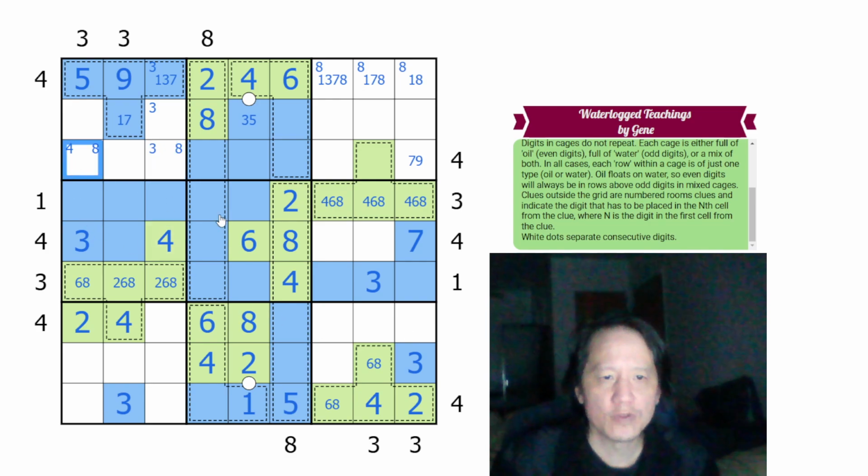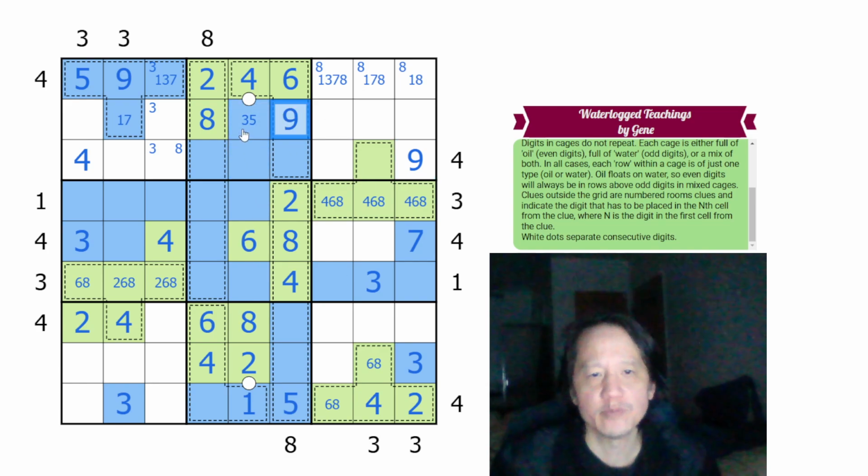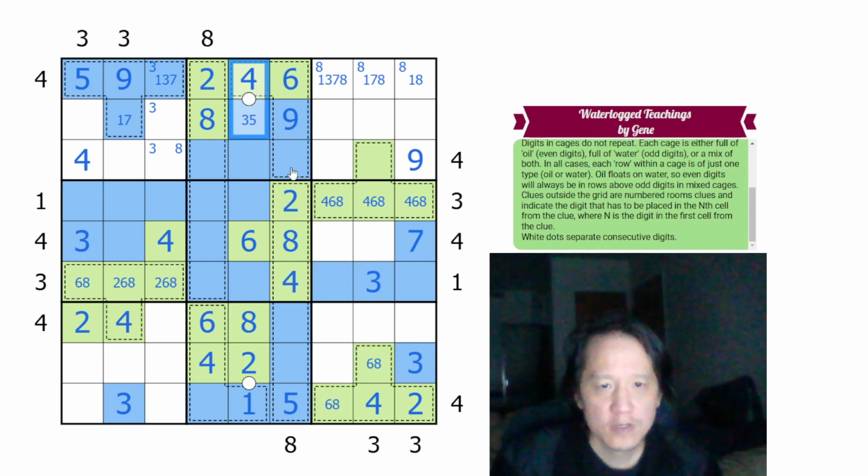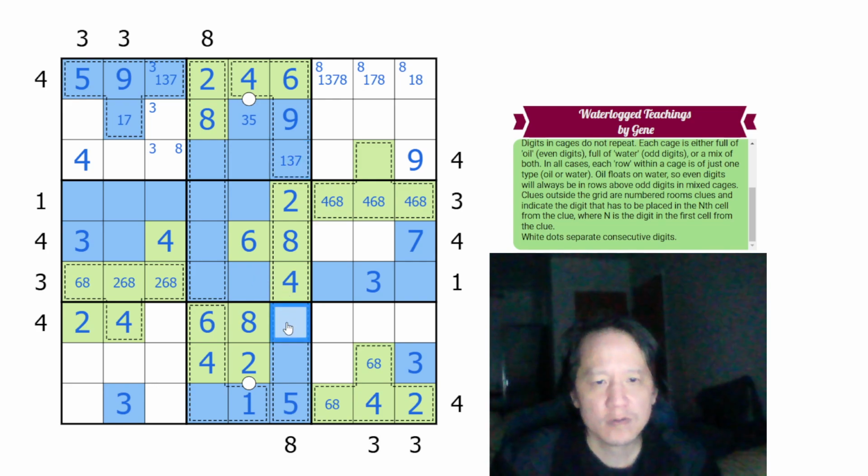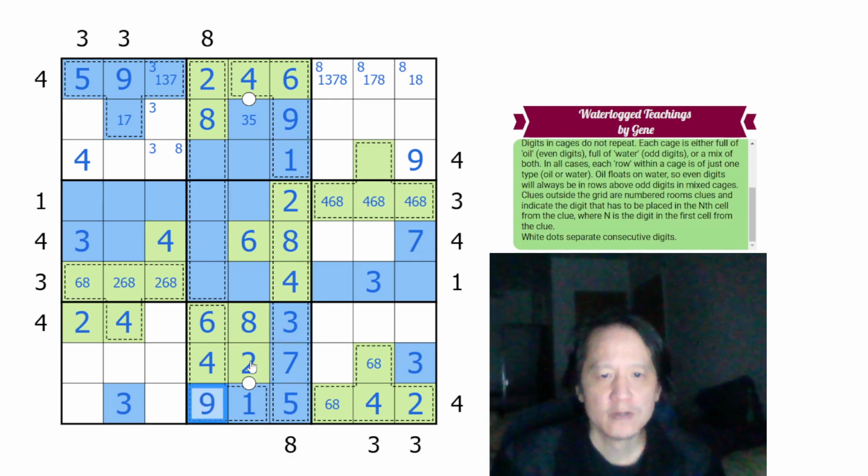Because of this 4, therefore this must be the only possibility for 4, so this is 9. Which means 9 has to be this one, because it can't be consecutive with 4. Therefore, we have 1, 3, and 7. And this can't be 1, so therefore the 1 has to be here. This is 3, 7. This can't be 3, so this is 7. This is 3. This is 9.